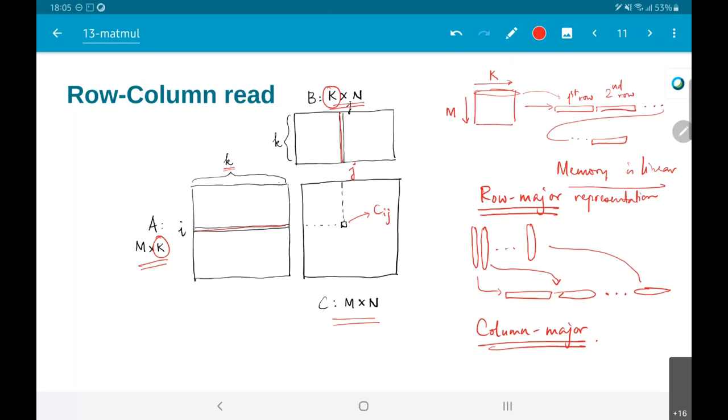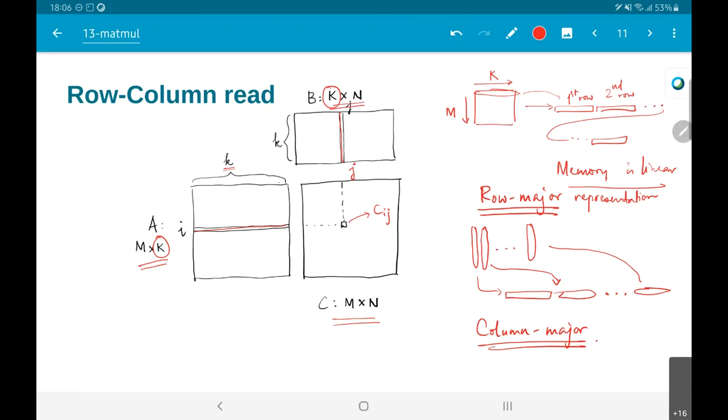Because remember how caches work. If I try to access some memory location number X, typically the cache will assume that I'm also going to want to access X plus 1, X plus 2, X plus 3, and so on, or some neighborhood around X, and pull that entire neighborhood into the cache. Now, if you have a column major representation but you are trying to access your matrix row-wise, that is, all the elements in one row, then that essentially defeats the whole purpose of the cache.